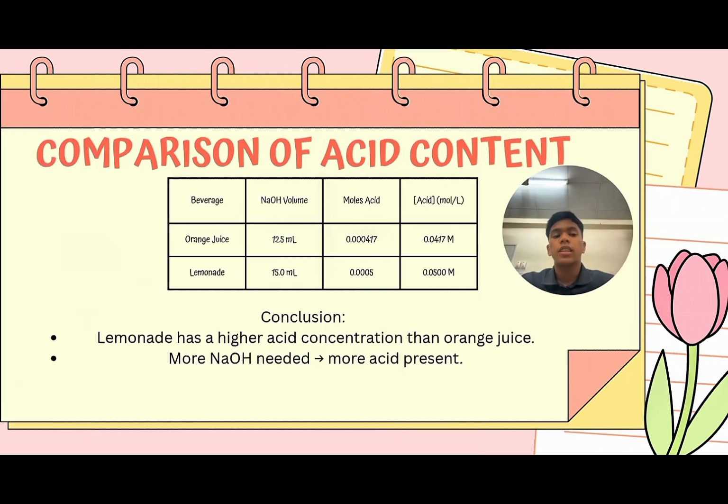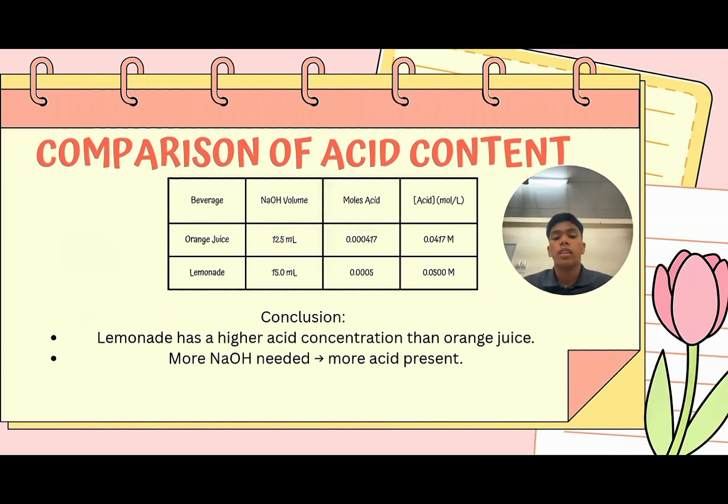On this slide, we are comparing the acid content between two common beverages, orange juice and lemonade, using titration data. As shown in the table, we titrated a sample with sodium hydroxide, NaOH, and recorded the volume required to neutralize the acid. For orange juice, 12.5 ml of NaOH was used, resulting in 0.00417 mol of acid and an acid concentration of 0.0417. In comparison, lemonade required 15 ml of NaOH, indicating 0.005 mol of acid, with a slightly higher acid concentration of 0.050 mol.